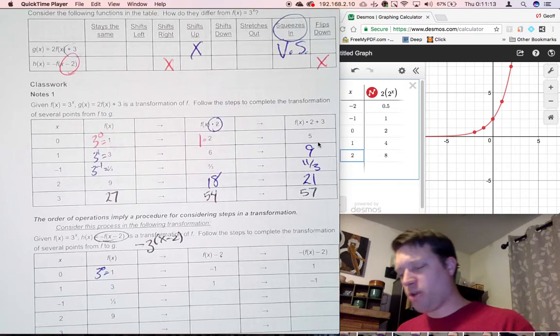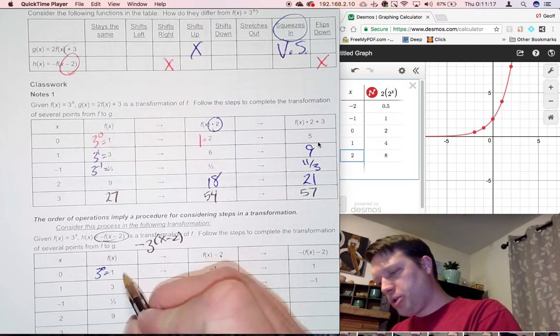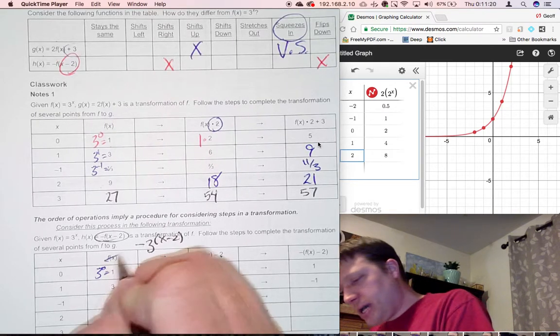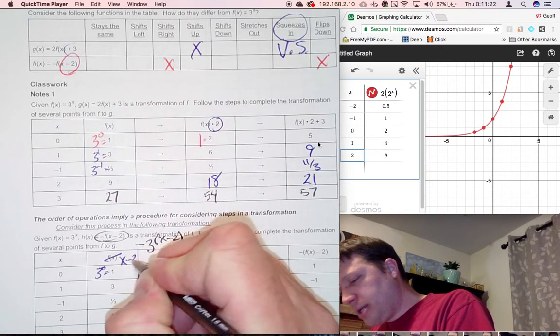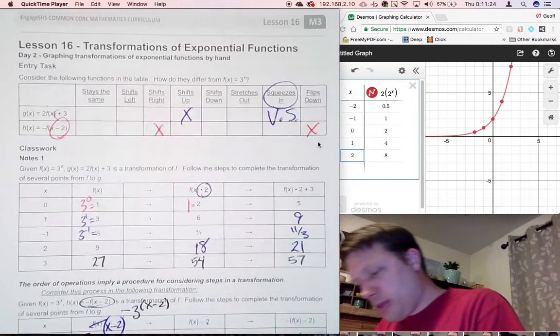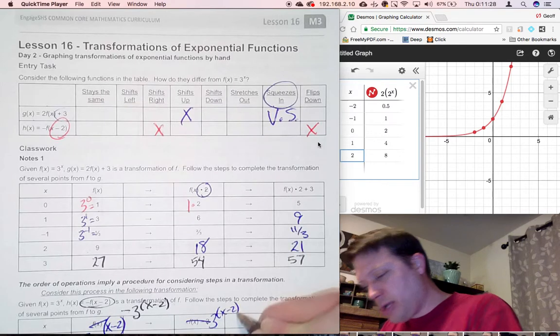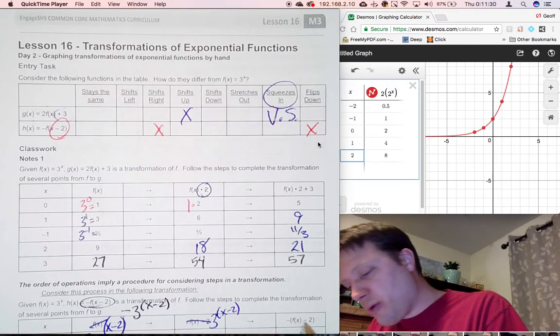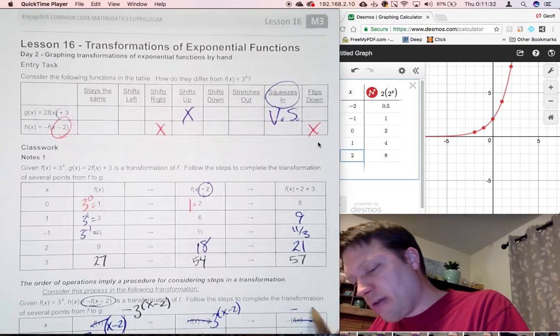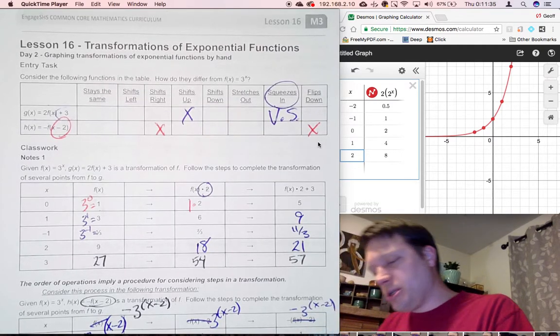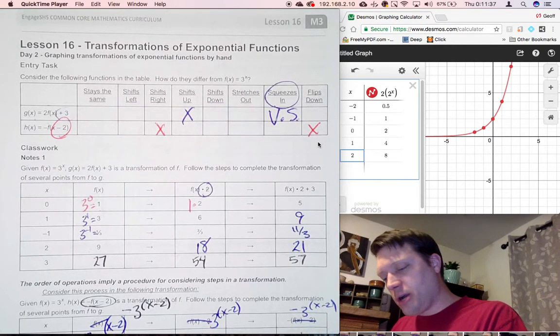We should be following the order of operations. So I think this is a typo. We should be writing this as x minus 2. Then we should write this as 3 to the x minus 2. And then we should be writing this as negative 3 to the x minus 2. This is out of order, which means that these are out of order.